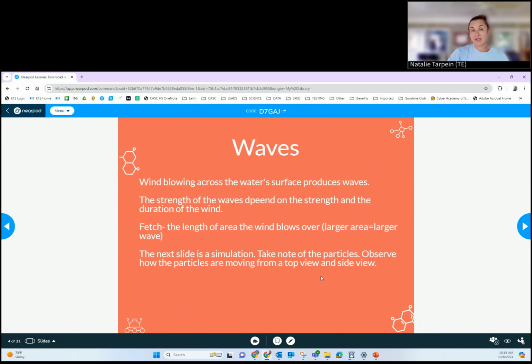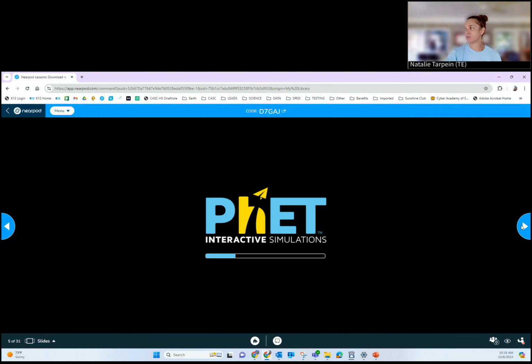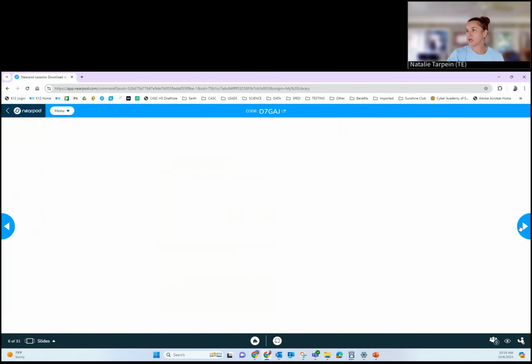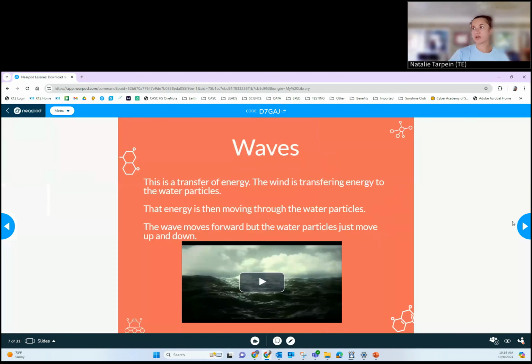So the next slide is a simulation. You're going to pause the video here, watch the simulation, and observe how the particles are moving from both a top view, so looking down on the water, and a side view. So pause the video and do this quick little PhET simulation. I'm going to go past it. Fill in your Collaborate board.